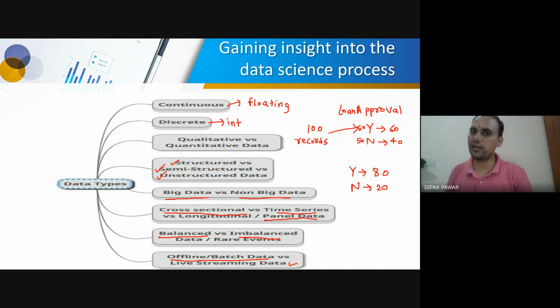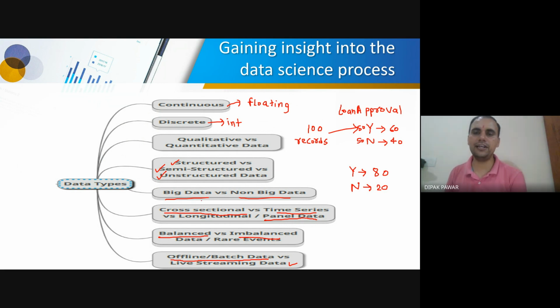In the very first lecture, we covered that part. In qualitative, we have categorical data, where we have nominal data and ordinal data. In quantitative, we have interval data and ratio data. As well as we also have data in terms of structured, semi-structured, and non-structured. We also have big data versus non-big data.